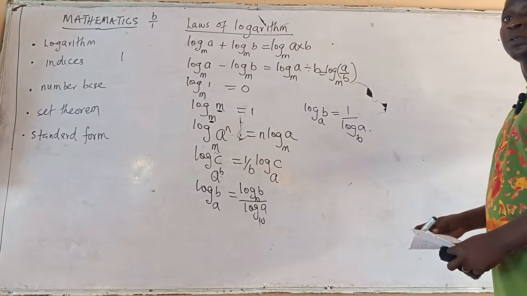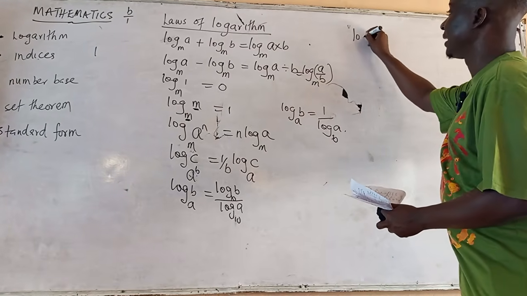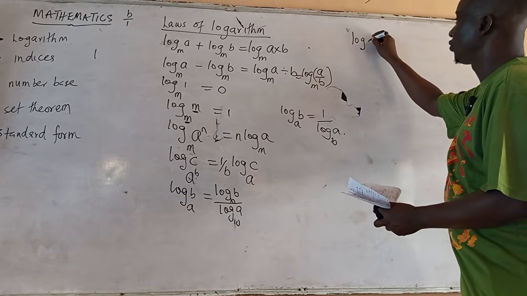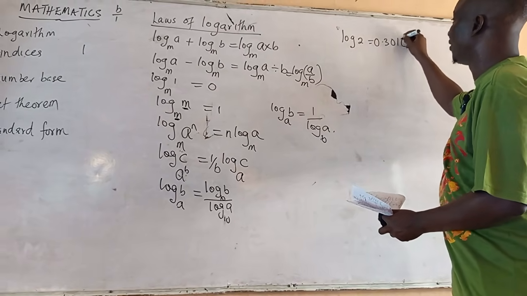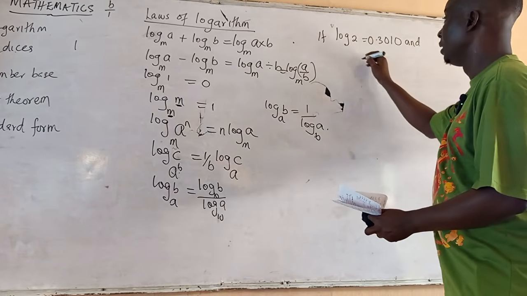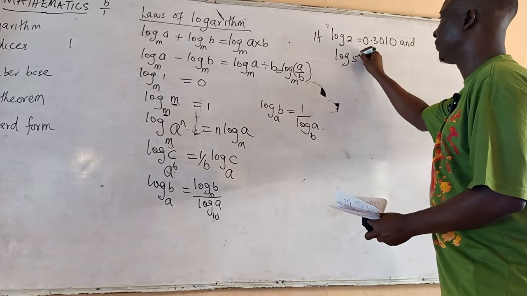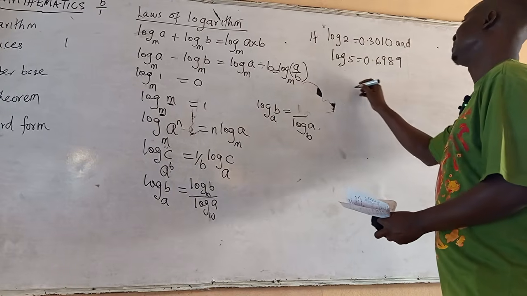Now, we are going to solve a problem. We are given log 2 equal to 0.3010, and log 5 is equal to 0.6989.